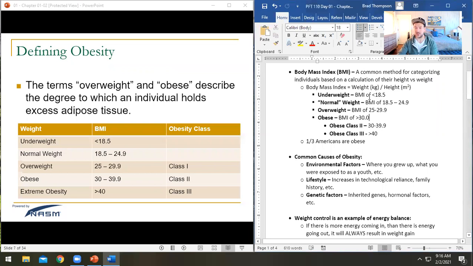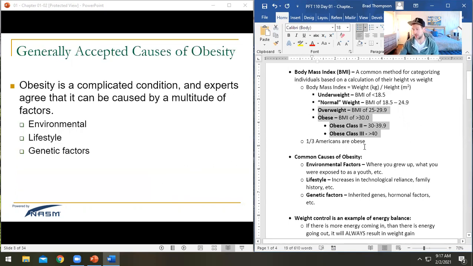So we are going to see our categories here, right? Underweight being a BMI of less than 18.5, normal weight 18.5 to 24.9, overweight being 25 up to 29.9, and then obesity being a BMI greater than 30, with a couple other special classes if we are talking about the extreme obesity cases. So we see obesity class 2, somewhere between 30 and 39.9, and obesity class 3 being greater than 40, right? So obviously these categories do have increased risk of certain comorbidities, certain common chronic diseases.